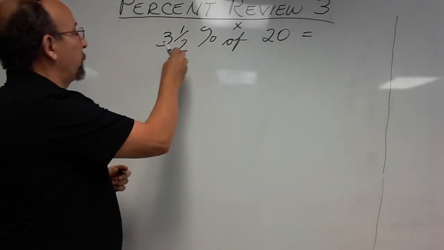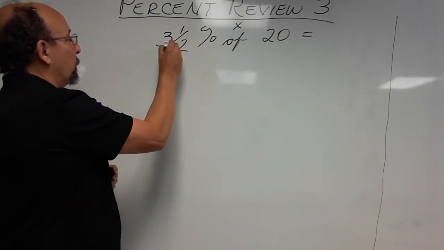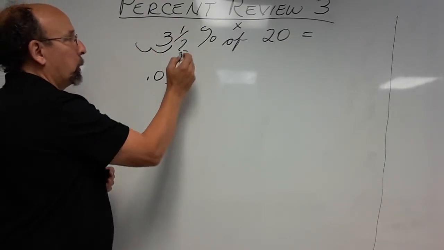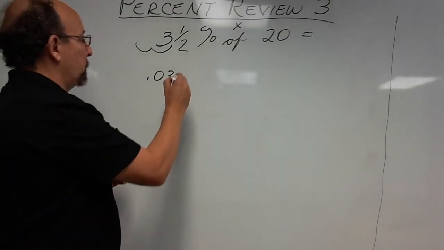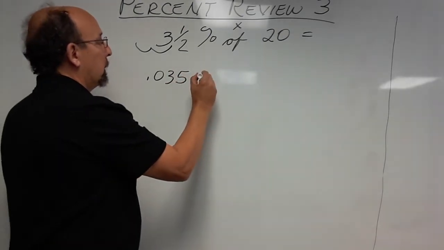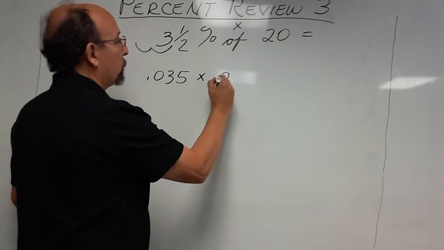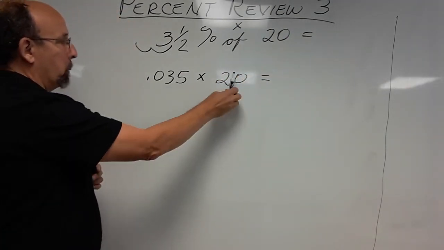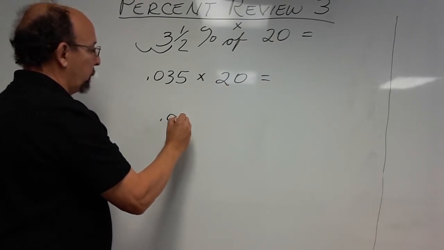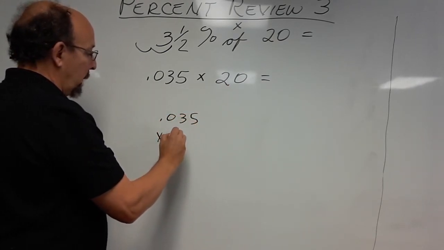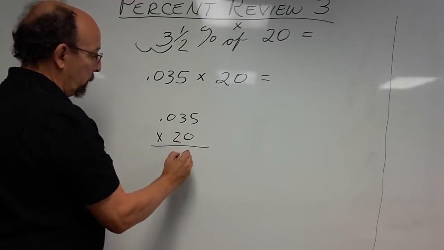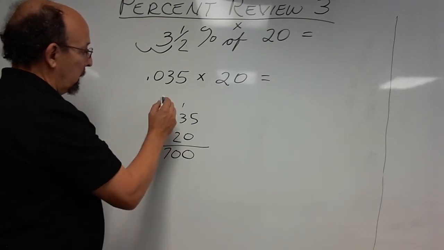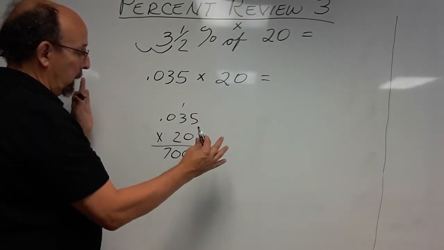Right? So 3.5%. I'm going to change that first. I'm going to go 1 two. I'm going to say 0.03. What's the decimal equivalent of 1/2? 0.5. I'm going to add the 5 on the end. Times 20 equals. All right. So I'm going to go ahead now and multiply this out. I'm going to go 0.035. I'm going to multiply that times 20. I'm going to start by moving over a space. 10. 6 1 is 7. That's zeros. So I'm done there multiplying.